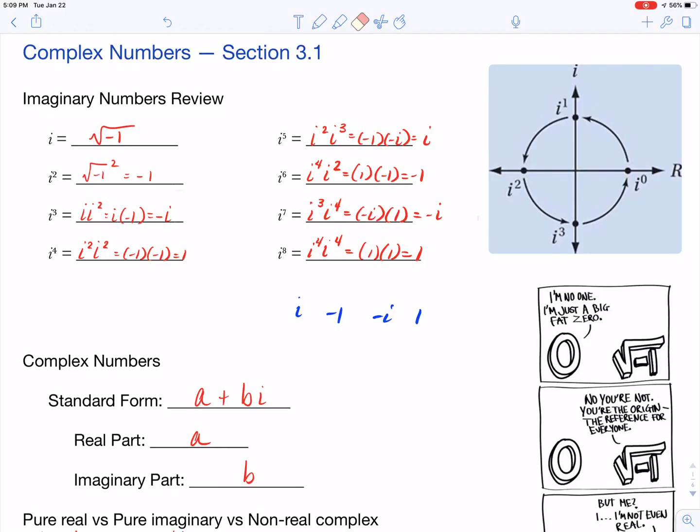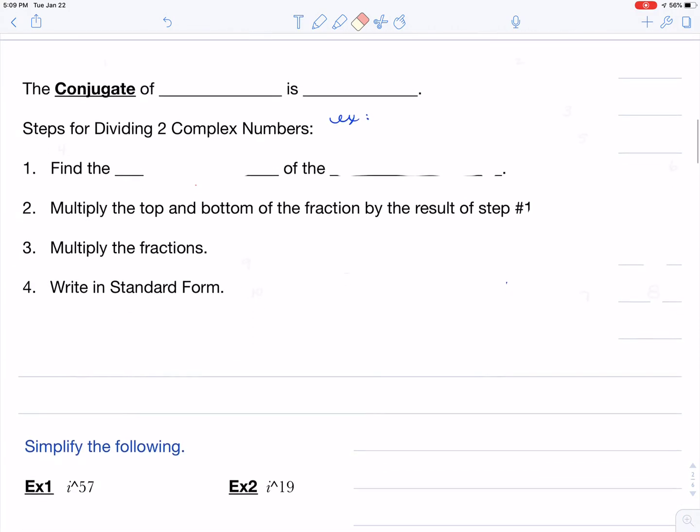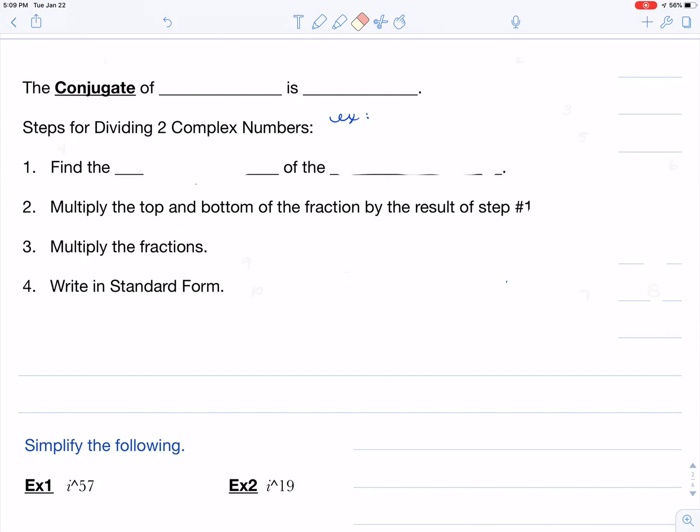Hey folks, this is the third video in this particular section. I'd like for you to go all the way down to the second page of notes if you've printed them. And I want to talk about dividing two complex numbers.